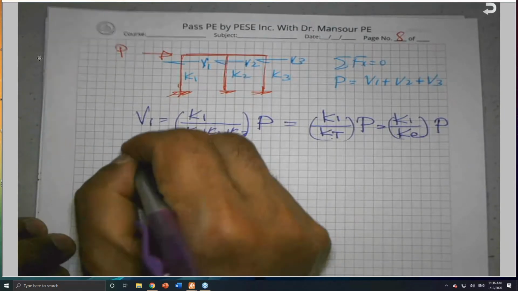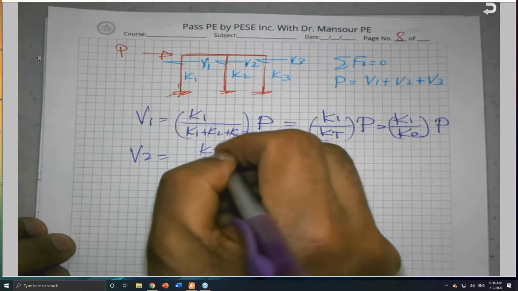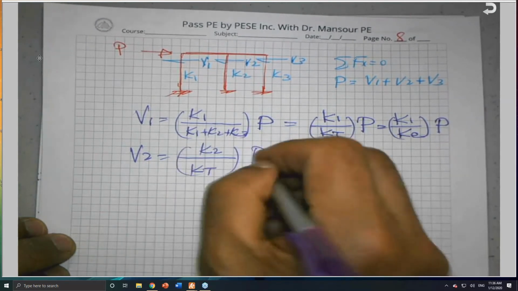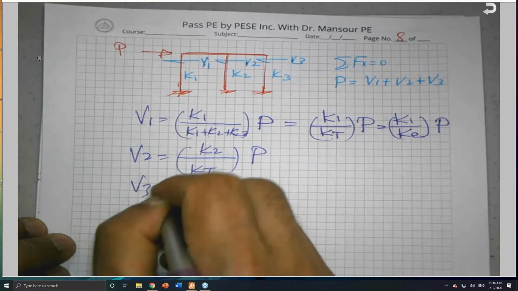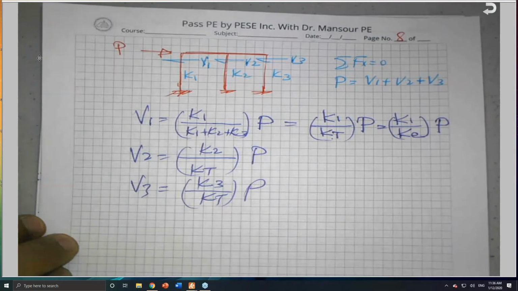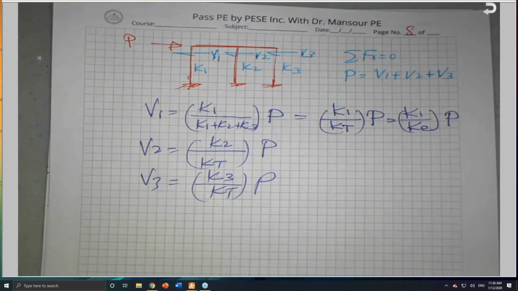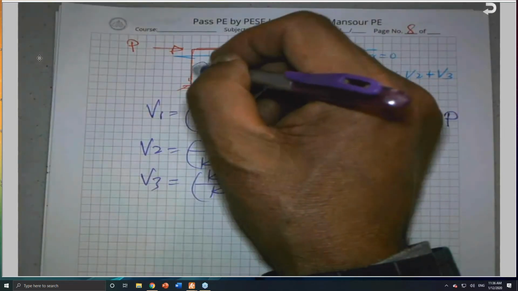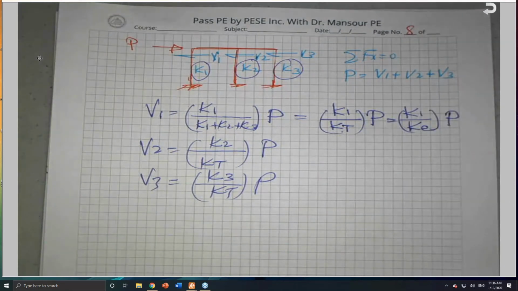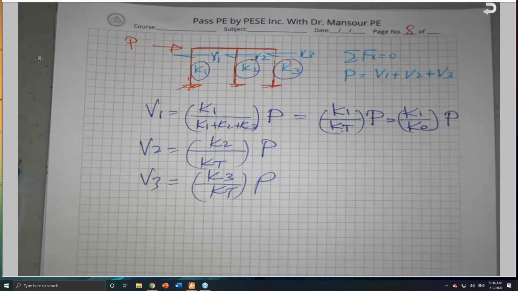The same story can be repeated for V2. V2 is equal to K2 over K total times P. V3 is equal to K3 divided by K total times P. Do you see that? This is called distribution of the lateral force in proportion to the lateral stiffness. This is a stiffness, this is a stiffness, and this is a stiffness. The stiffer column will carry more than the flexible column.